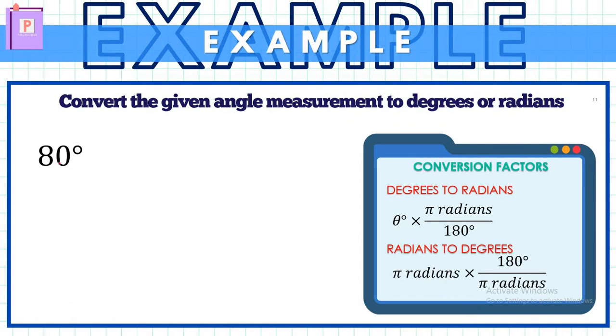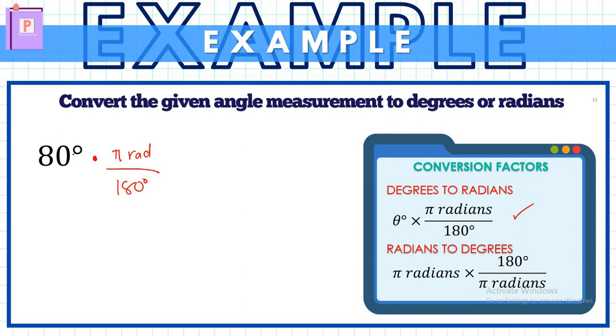First, we are given 80 degrees. Obviously, this one uses the unit of measurement of degrees. Therefore, if you want to convert degrees to radians, we are going to use this conversion factor, wherein theta is equal to 80 degrees. Now, converting it to radians, we need to multiply it by pi radians all over 180 degrees.